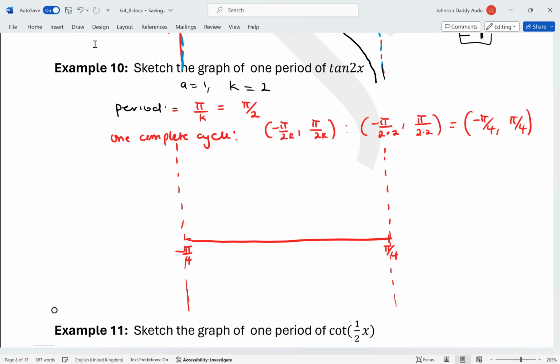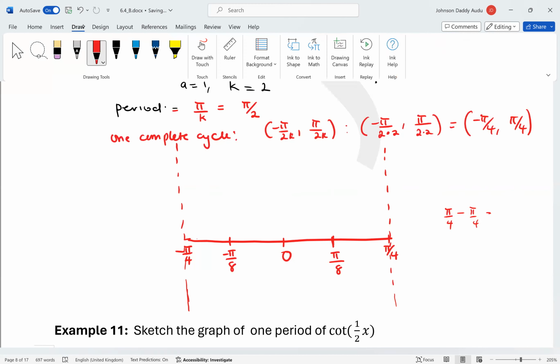Okay. So we divide this interval into 4. The midpoint of it will be the center, which is halfway between minus pi over 4 and pi over 4. So this is going to be 0. That will be the center. So here is going to be pi over 8, and here will be minus pi over 8. And we're done. So this is the graph of tan.